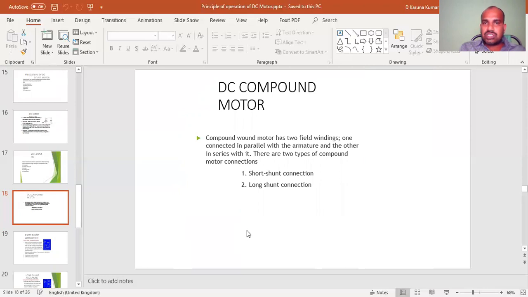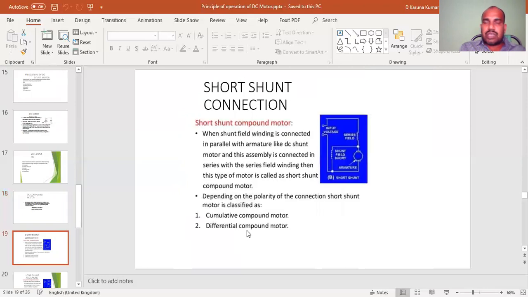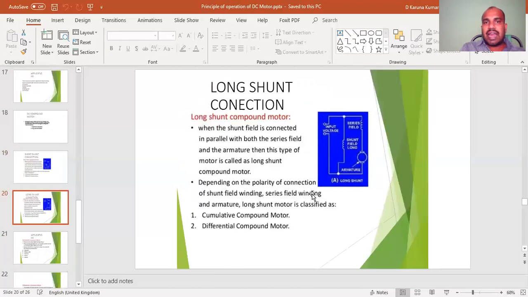The first one is the short shunt compound motor. The shunt field winding is connected in parallel with only the armature, like a DC shunt motor, and this assembly is connected in series with the series field winding. This type of motor is called a short shunt compound motor. Depending upon the polarity of the connection, the short shunt motor is again classified into two types: cumulative compound motor and differential compound motor.